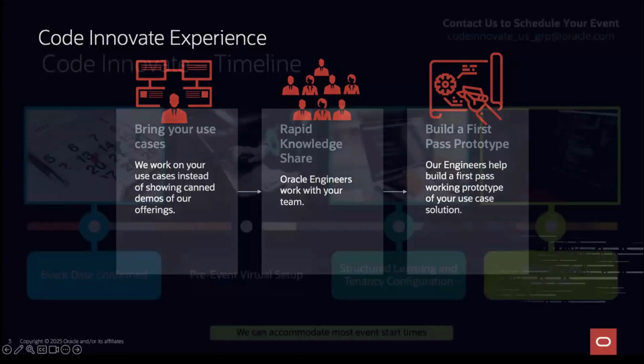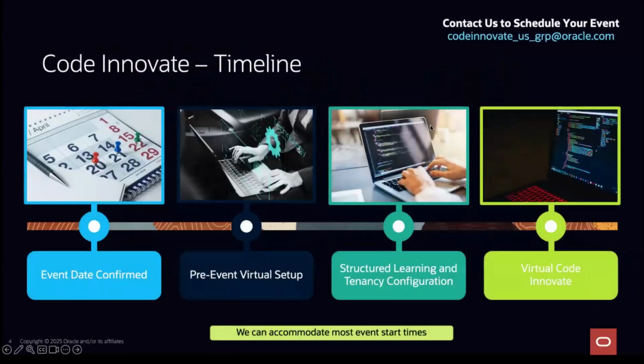With that being said, here's what the timeline looks like. Once we've agreed on a suitable use case, we're going to determine an event week, and then we'll start working towards that event week itself, that 20-hour sprint that we will be working on together. Once we establish that, we work towards the week.